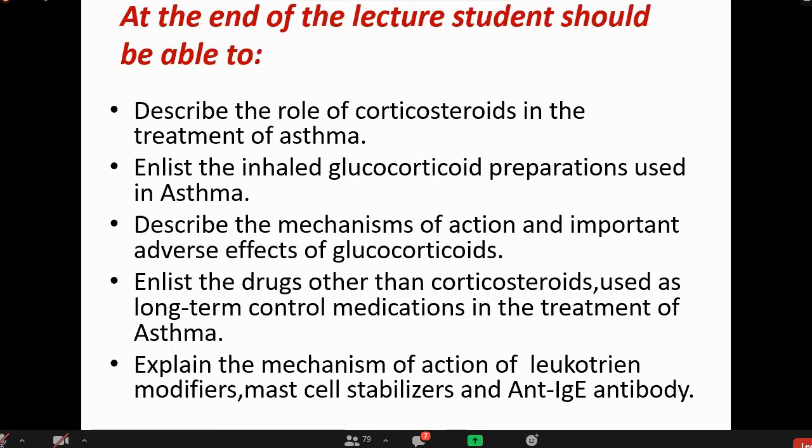Why can't we use the oral or systemic drugs as long-term control medication? Due to systemic side effects, right? Then describe the mechanism of action and important adverse effects of glucocorticoids, and enlist the drugs other than corticosteroids used as long-term control medication in the treatment of asthma. Explain the mechanism of action of leukotriene modifiers, mast cell stabilizers, and anti-immunoglobulin E antibody. So these are our lecture objectives of today's lecture.